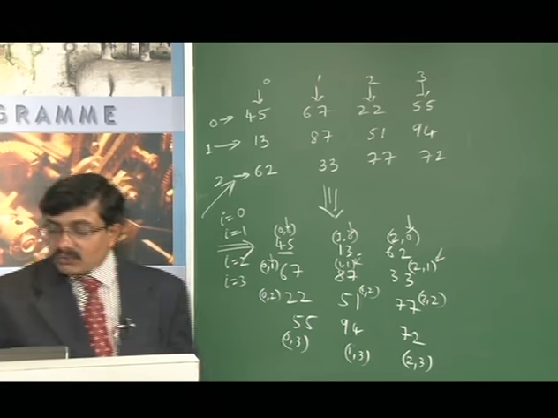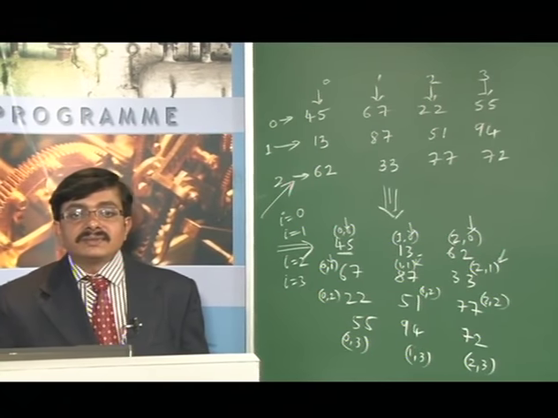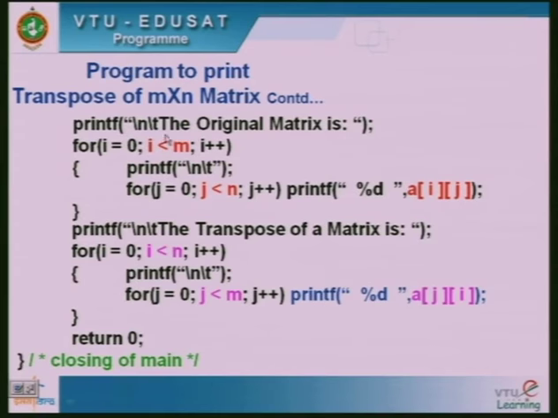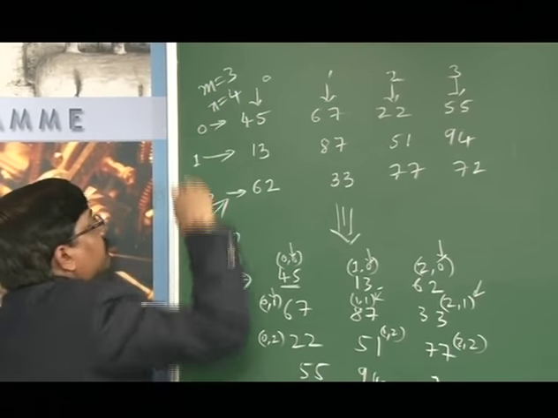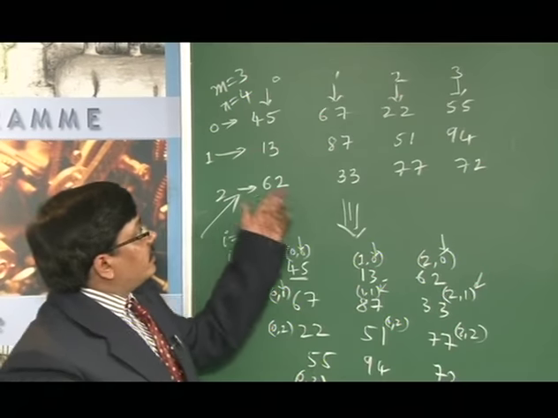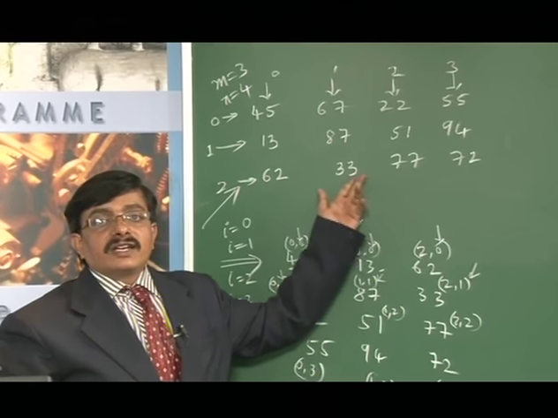Now, what modification can we do to the simple code? Look at this particular code. This is the normal method of printing the elements: i less than m, i plus plus, j less than n, j plus plus. m and n are the order of the matrix. In this example, the number of rows m is equal to 3 and the number of columns n is equal to 4, so this is the 3 cross 4 matrix I have taken as an example.